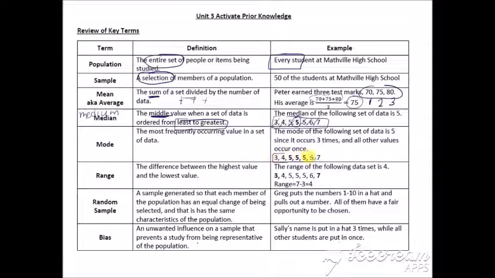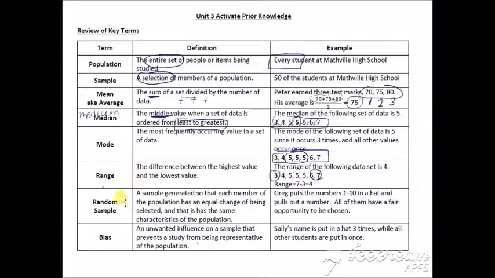Okay, mode. This is like the most frequently occurring value in the data set. So if this is your data set over here, 5 occurs 3 times. Everything else only occurs once. 3, 4, 6, 7. So 5 would be your mode. Range is just the difference between the highest value and the lowest value. So if these were ordered in smallest to largest, we would do 7 minus 3, and it would be 4.